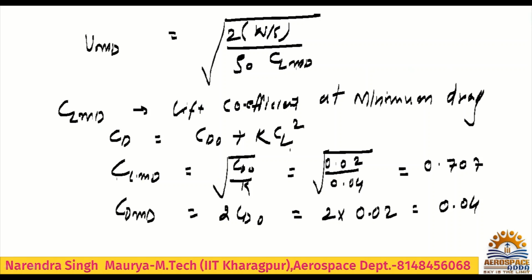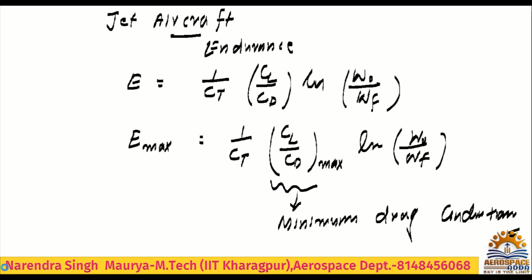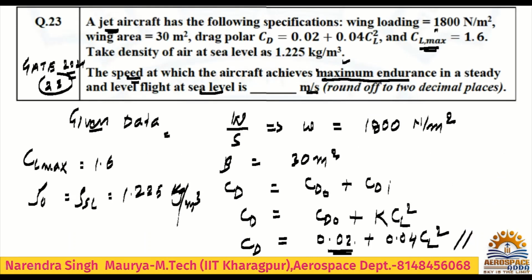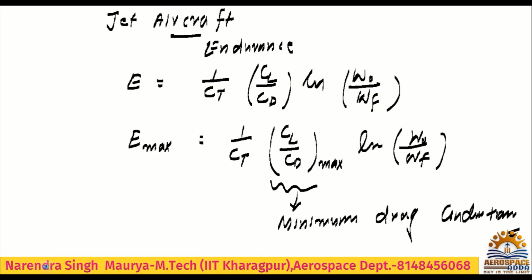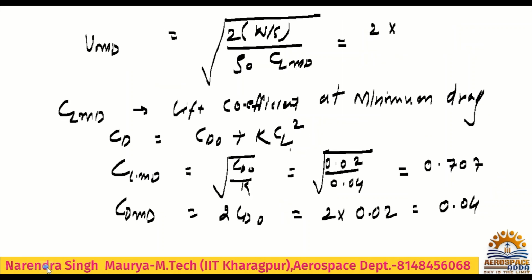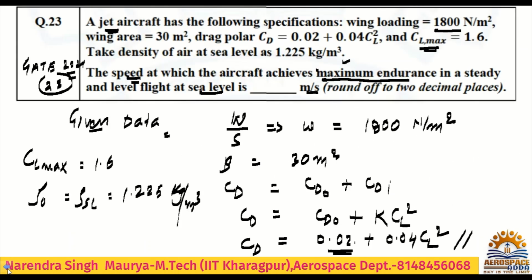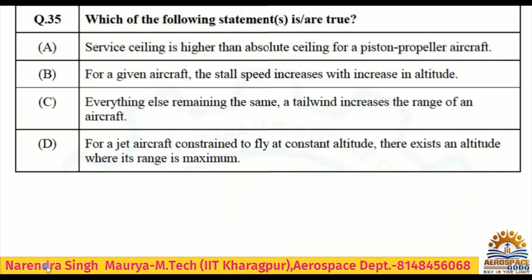Now you can calculate V_MD, so I will write all the values here. See, this is the V_MD. 2 into wing loading, which is given. How much is it? It is nothing but 1800 Newton per meter square. The area is given as 30 meter square, but we do not require the area now, because you are going to directly write the wing loading value. So that is 1800. Rho naught is given, density, how much is it? 1.225.